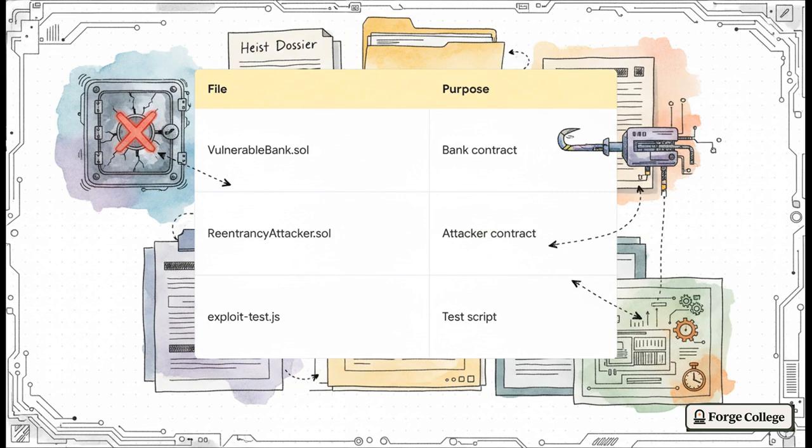So to pull this off smoothly, we need our heist dossier. We've got 3 exact files here. First, the VulnerableBank contract, which, well, has a fatal flaw. Next, the ReentrancyAttacker contract, which acts as our digital lockpick. And finally, our exploit test script, which is basically going to automate this entire operation from start to finish.